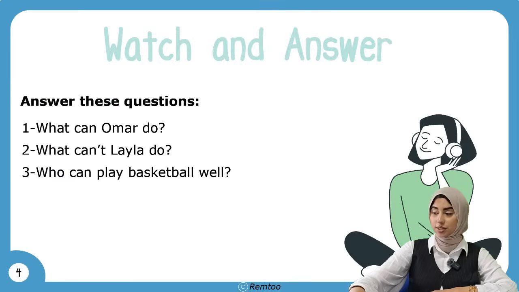Okay, so let's answer. First one, what can Omar do? Yes, he can swim. Okay. Question 2, what can't Layla do? Yeah, she can't swim. Well, question 3, who can play basketball well? Yes, Layla's brother. Thank you. That's awesome.